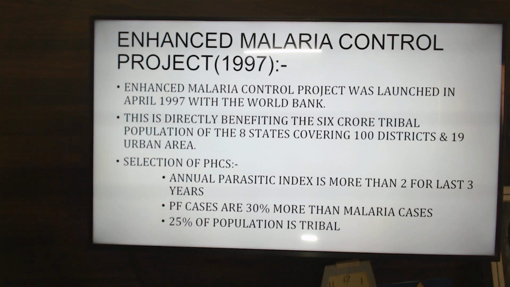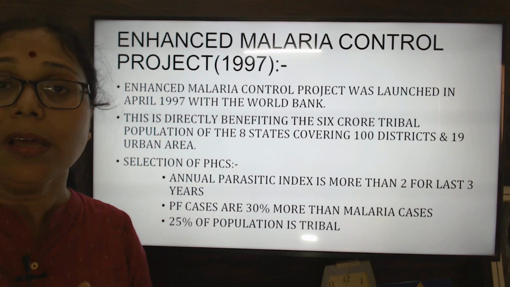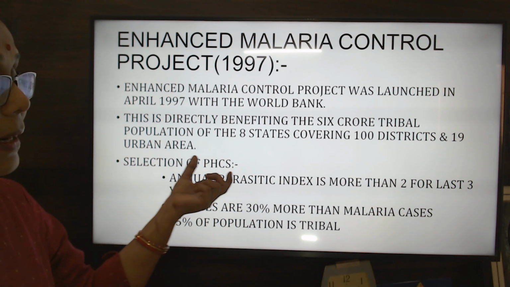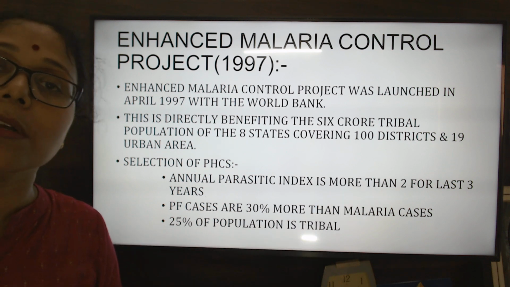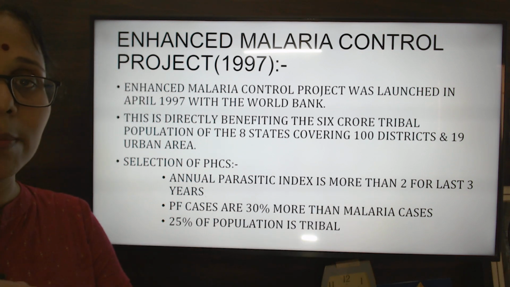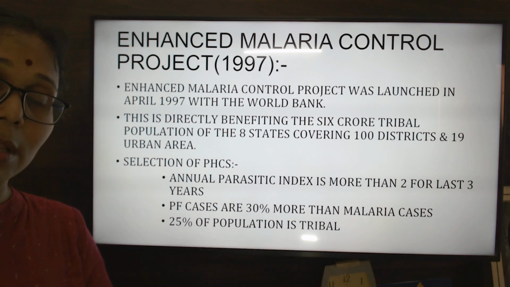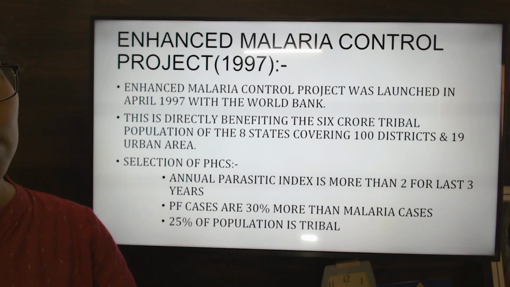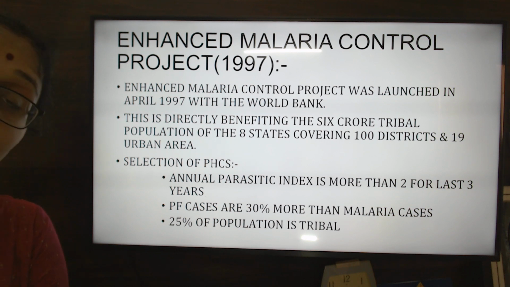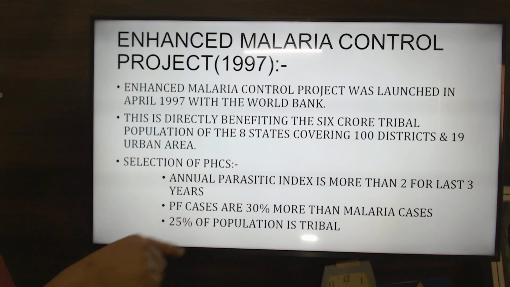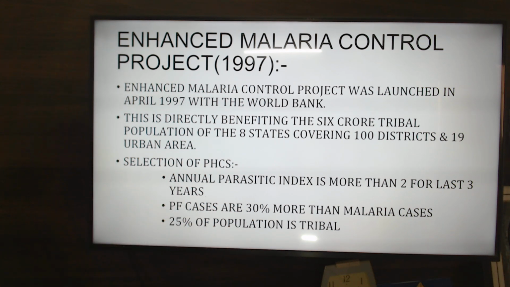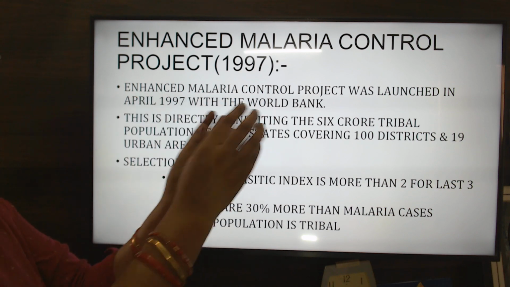Next, the selection of the PHC. The control program was launched in the primary health centers. So which primary health center will be selected? Where the annual parasite index, API, is more than 2 for the last 3 years, having a history of 3 years with API of 2. That PHC was selected, and the Plasmodium falciparum cases are 30% of cases. A PHC with a 25% tribal population, where people are in the tribal area, was selected, where the Enhanced Malaria Control Project was launched.